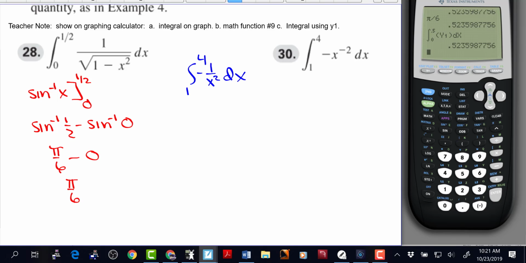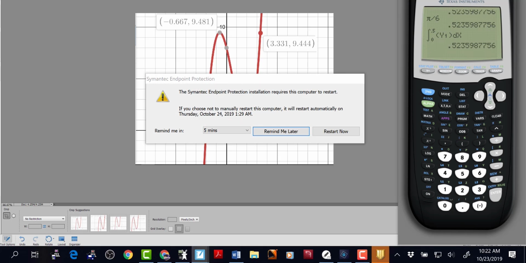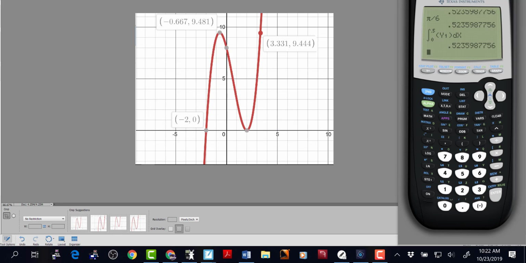So if you get this right here, if you had, oh, hello. So it requires computers, if you choose not to restart, remind me later. Okay, cool.